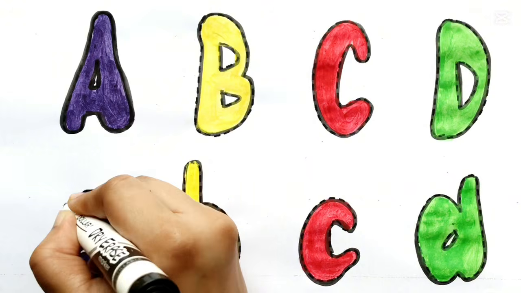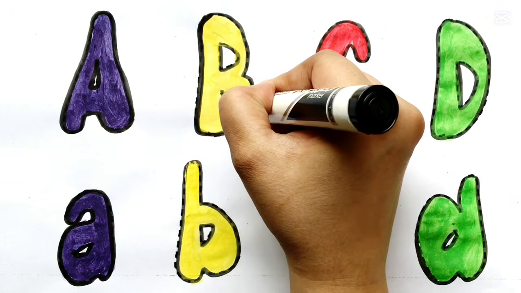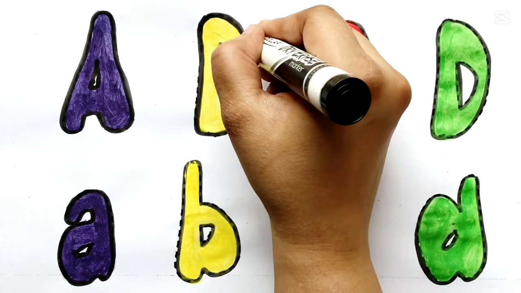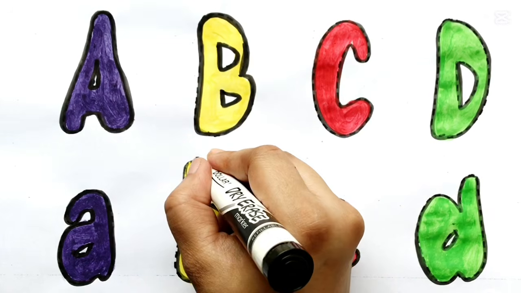The rhythm and 1, 2, 3, we're singing all together. ABC, count the rhythm and 1, 2, 3, we're singing all together.